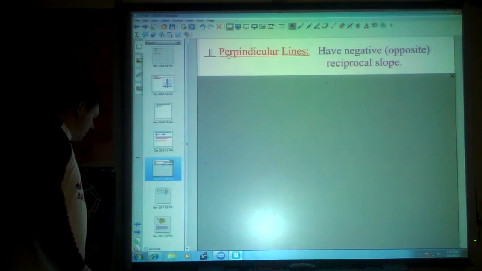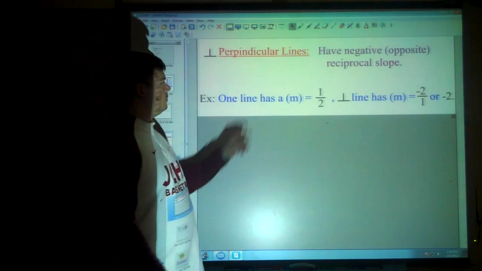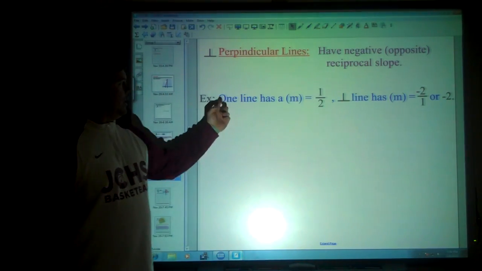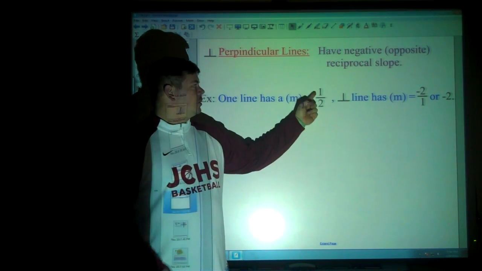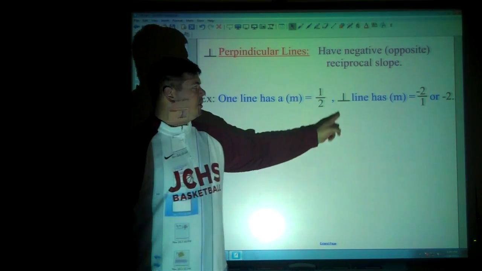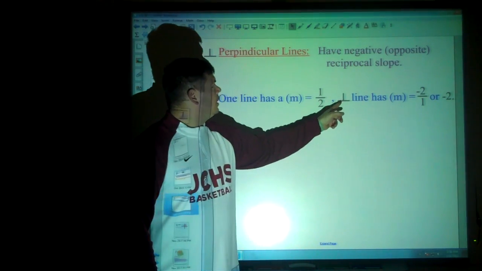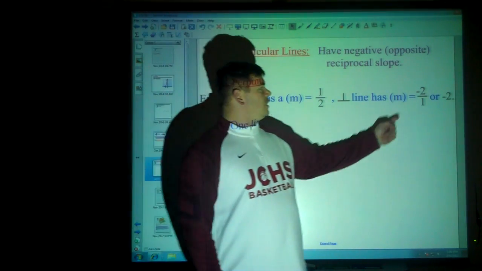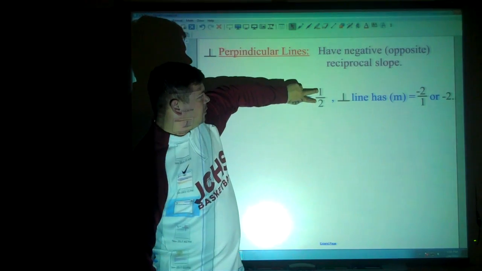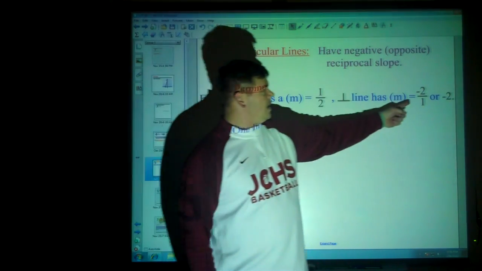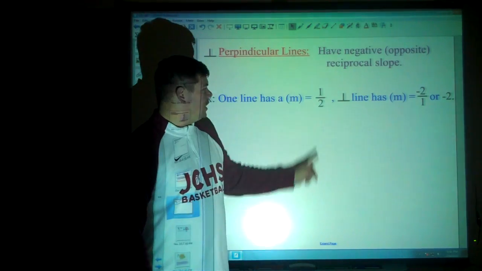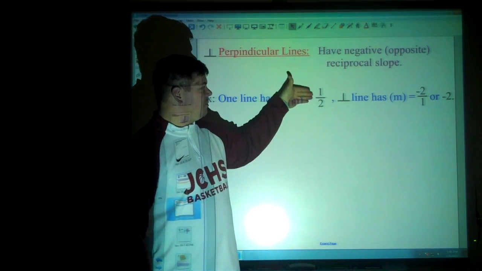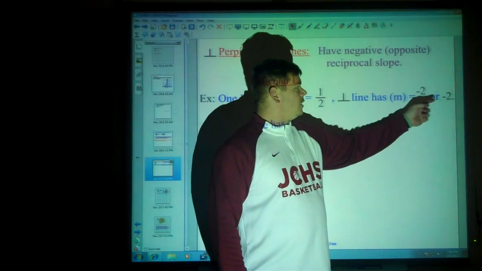So as a couple examples of opposite reciprocal, imagine here that we had one line that had a slope that was 1/2. So that means it goes up 1 and right 2. The perpendicular, this is the symbol for perpendicular, the perpendicular line is going to be the reciprocal of this. In other words, it's going to flip. That's why it's now 2 over 1. But it also has to be opposite. So the opposite of 1/2, or the opposite of positive is negative, becomes negative 2 over 1.